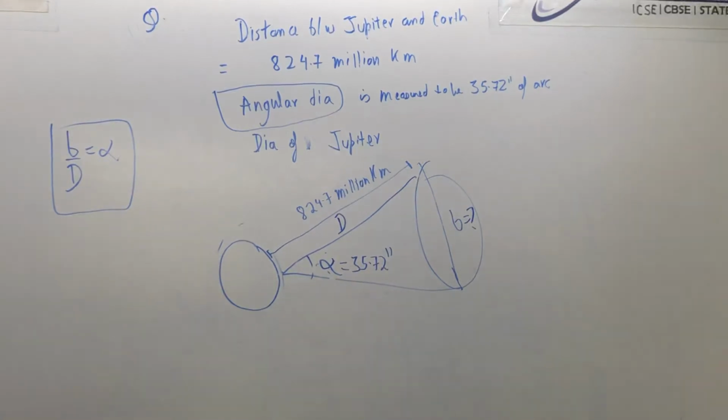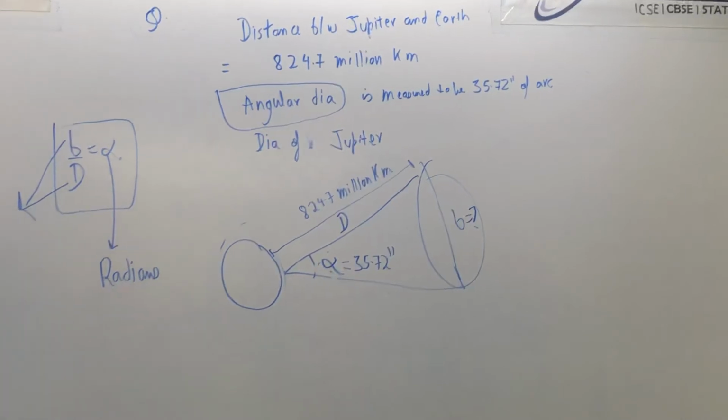Now before using the relationship, there are some conditions that are to be met. Without them being met, you can't proceed in this question. So first of all, the angle alpha should be in radians. This is the first condition. And the distance should be in meters.